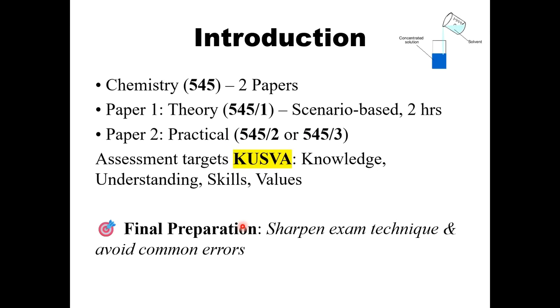Let's dive into this simple introduction. In this introduction, I know we already know that in chemistry you have 2 papers, and the code is 545, where we have paper 1 and paper 2. Paper 1 is theory, and it's the one we are going to finalize in this session. We're going to look at those different mistakes that learners have been making.